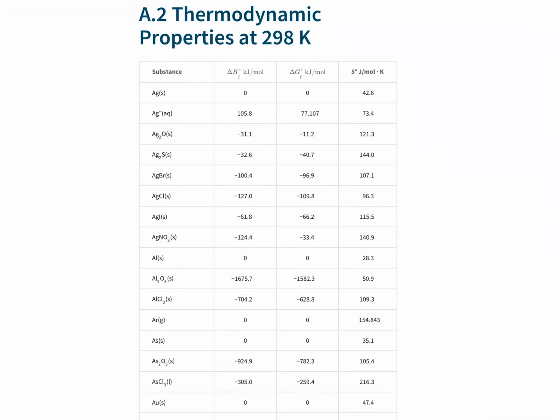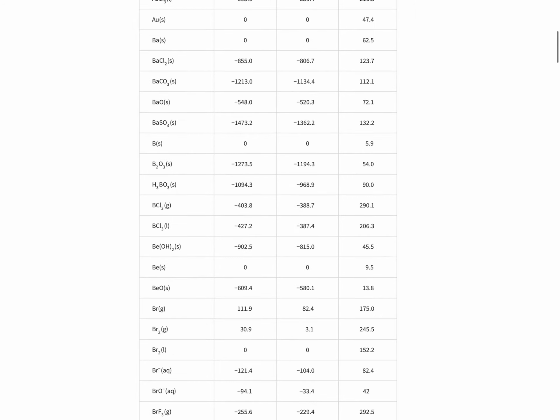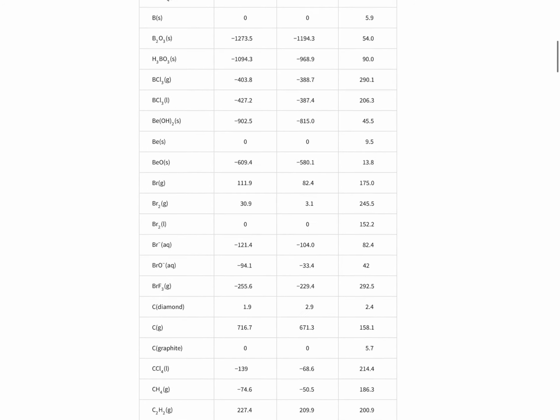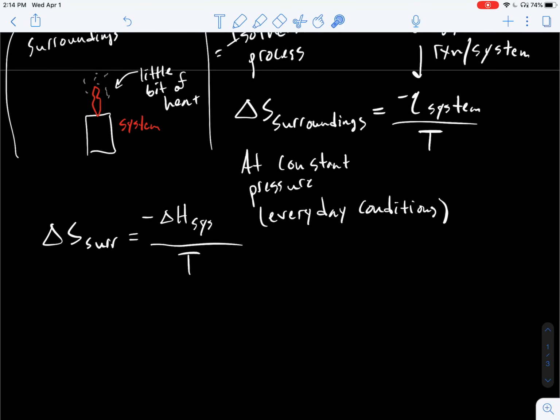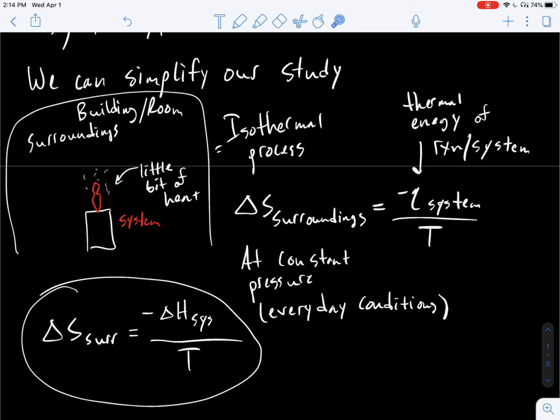If I have the delta H values in this column right here, I can find the values for the products and reactants and figure out the overall delta H of that reaction. So this is the key equation from this section. Because it's an isothermal process, we can think about the delta S of the surroundings. So how much entropy change out here is really just equivalent to the enthalpy change of this little tiny reaction here, divided by the temperature of the surroundings. The temperature is really important here.